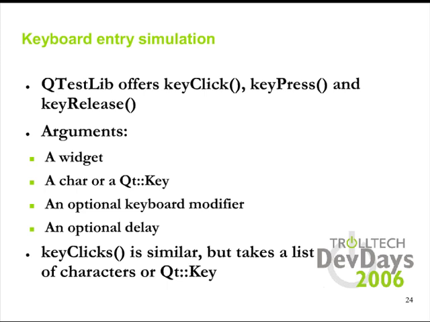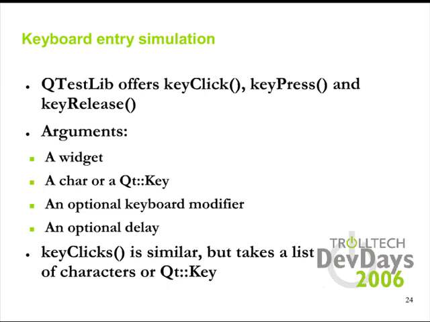So, a little bit of the API. We have keyClick, keyPress, keyRelease, and as arguments you have to pass in a widget, of course, which should receive those events. For the keyboard entry simulation, it asks you for a single character, so you can pass in an A or a B, or a Qt::Key, for example Key_Escape or Key_F9. Then an optional keyboard modifier: shift key, control key, alt key, meta key, Apple key, whatever.